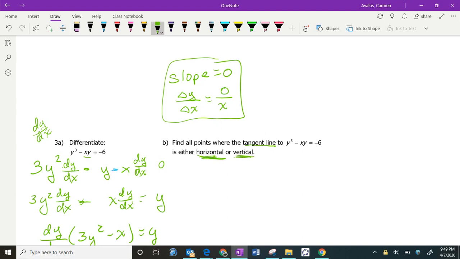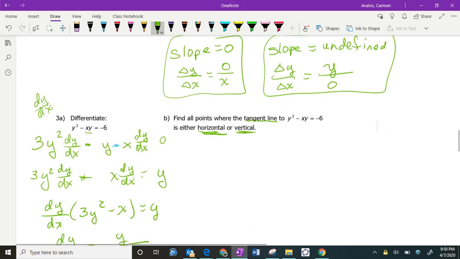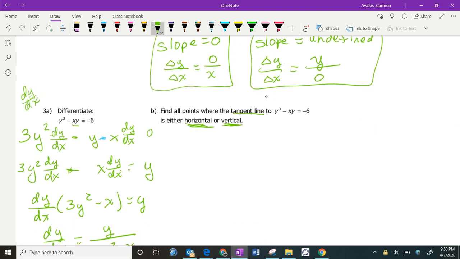For the vertical line, vertical lines do not have slopes. They're undefined. So the slope of a vertical line has to be undefined. And so in order for us to do that, if I have the change in y over the change in x, that means I could have any number for y, and I'm going to have 0 in the denominator. That is going to give me the vertical line. So we want to find all points where the tangent line is either horizontal or vertical. So this is what I'm looking for.